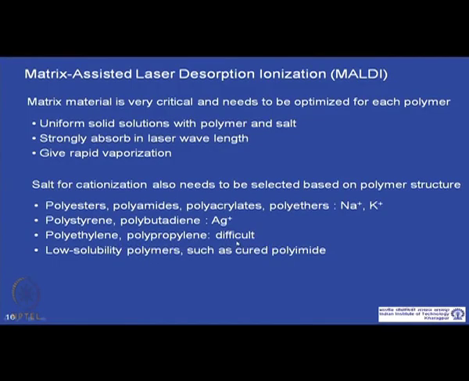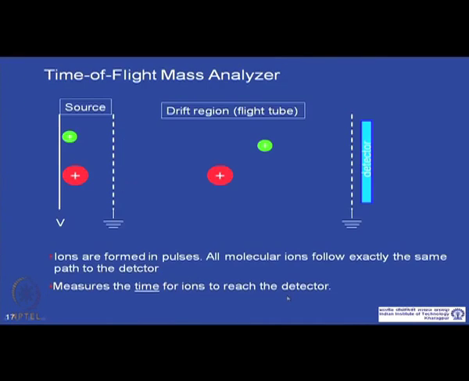For olefinic polymers like polyethylene, polypropylene, it is very difficult to find a cation which might complex with this olefinic polymer. So, it is very difficult to cationize and analyze these polymers by MALDI. And low solubility polymers which do not dissolve in a solvent are also very difficult. The solvents must be chosen such that they evaporate quickly to give a uniform mixture of the polymer, matrix and the salt.